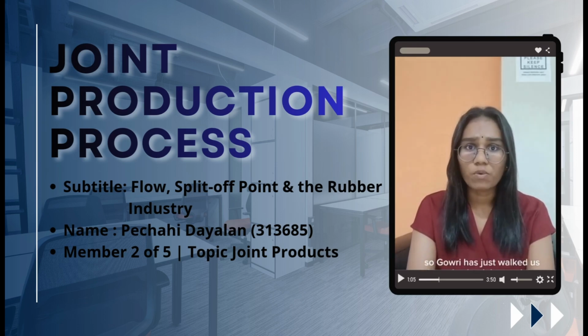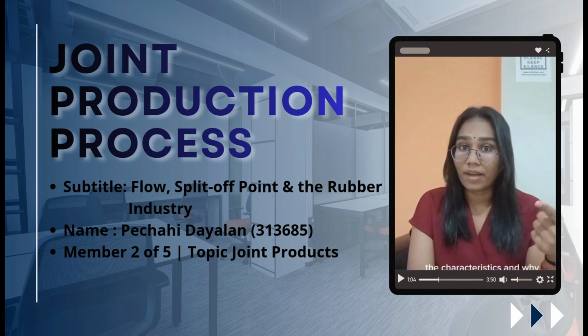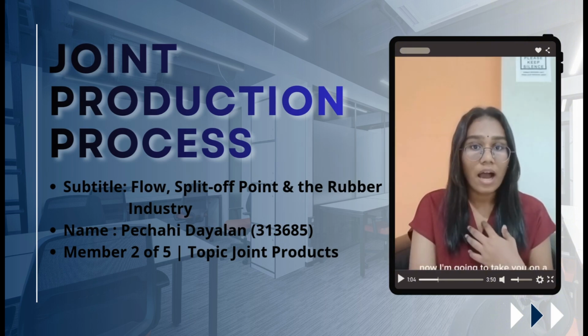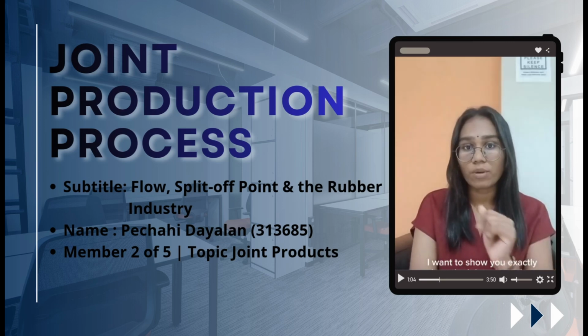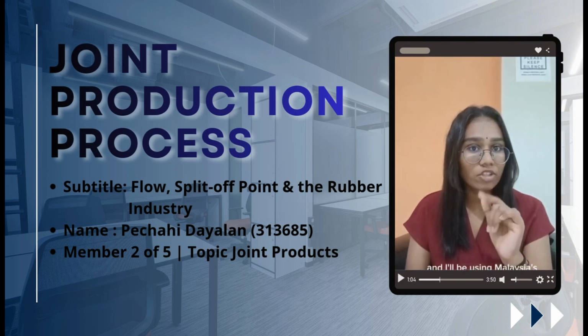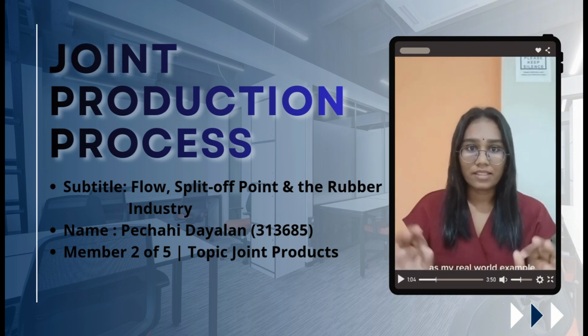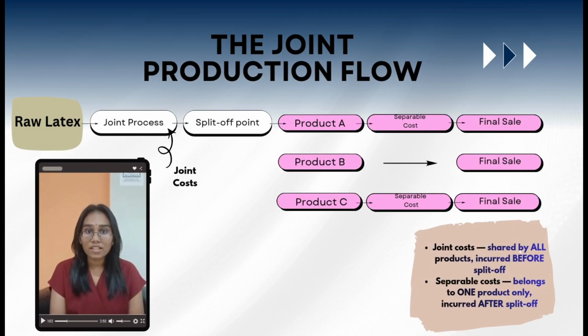So Gauri has just walked us through what joint products are, which is the definition, the characteristics and why they matter in decision making. Now I'm going to take you a level deeper. I want to show you exactly how the joint production process works, step by step, and what happens at each stage of production, and I'll be using Malaysia's rubber industry as my real world example throughout. So let's get started. Okay, so this slide shows the full picture of how joint production flows.